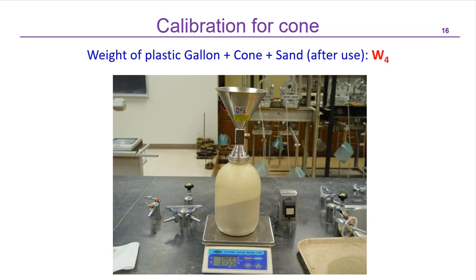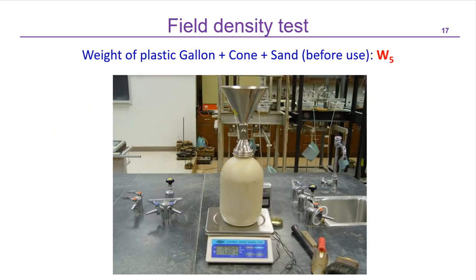So from W3 and W4, we are going to get the weight of sand inside the cone. The weight of sand inside the cone is going to be equal to W3 minus W4. W3 was before the opening of the valve, and W4 is after the sand has filled this cone. Okay, now we are ready to go out for the test in the field.